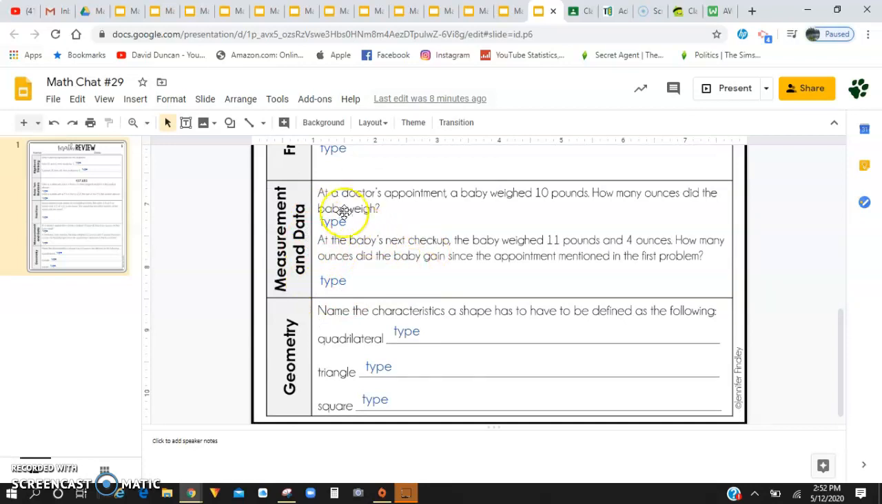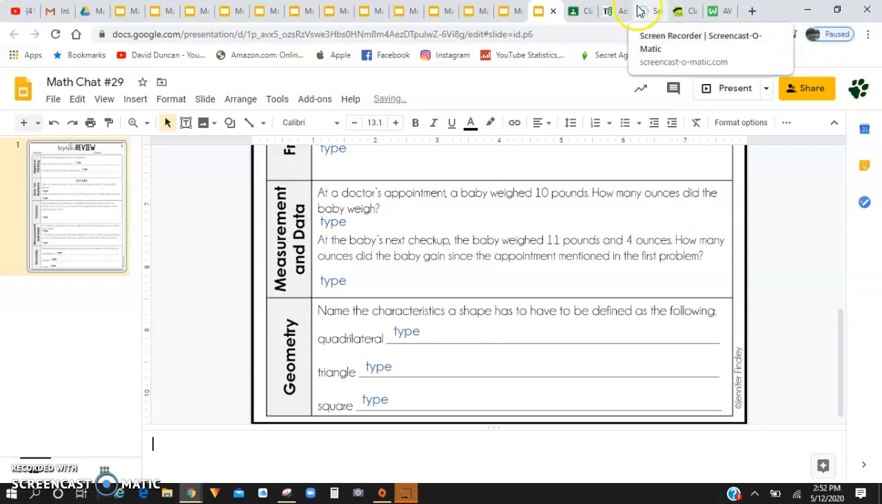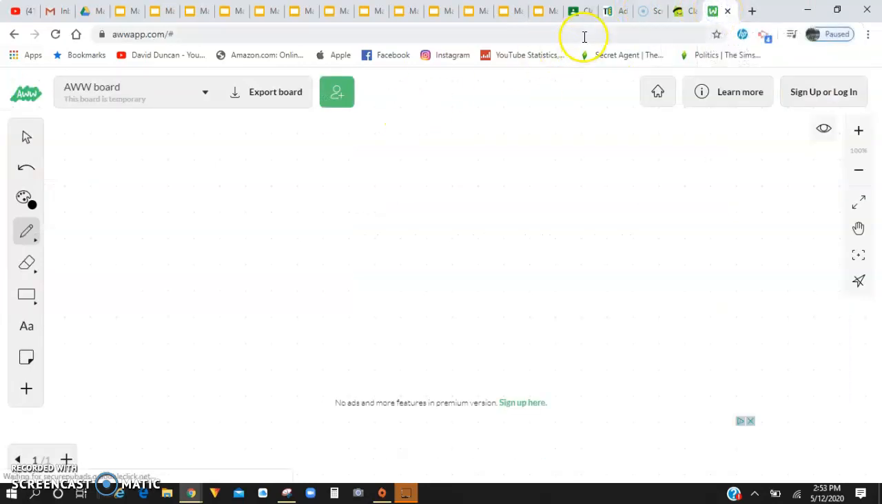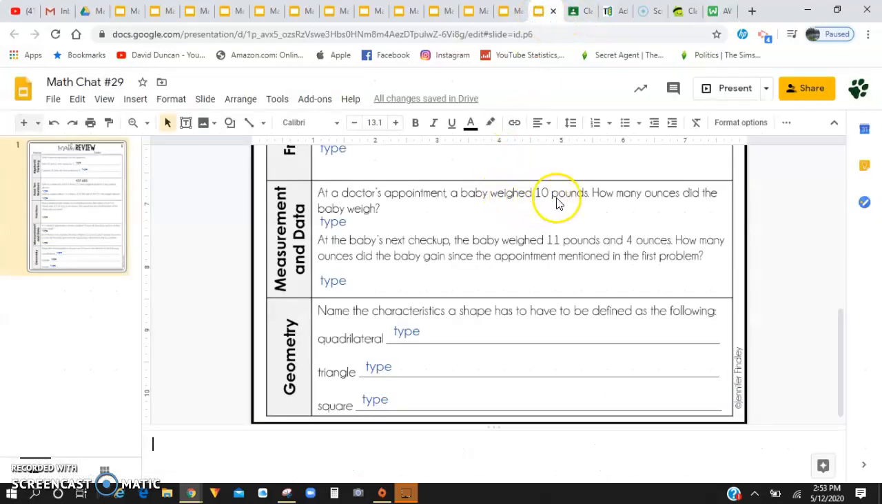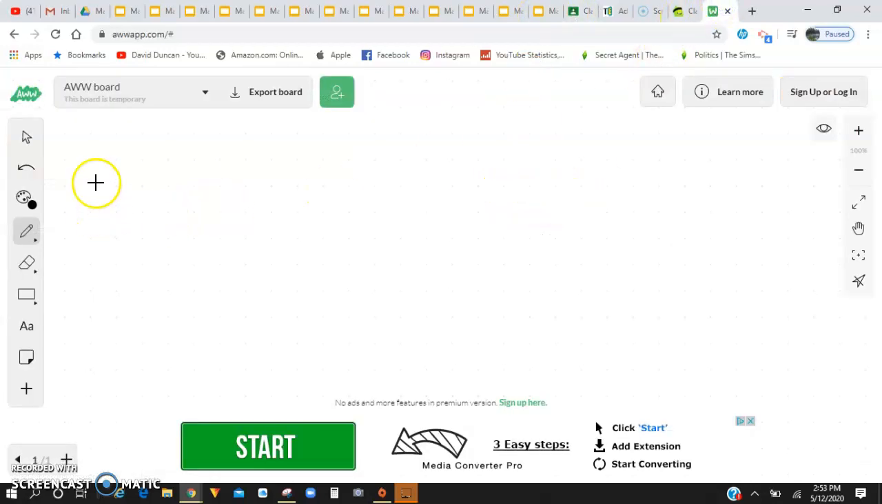Measurement and data. At a doctor's appointment, a baby weighed 10 pounds. How many ounces did the baby weigh? This is going to be a breakup, change, get back together. I will do this one with you guys just because I love these problems. So I'm going to go over here. It says 10 pounds to ounces. So I have 10 pounds. Remember, pounds is abbreviated as LBS for some reason, don't know why.